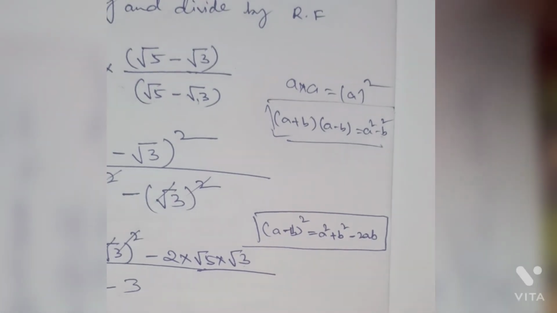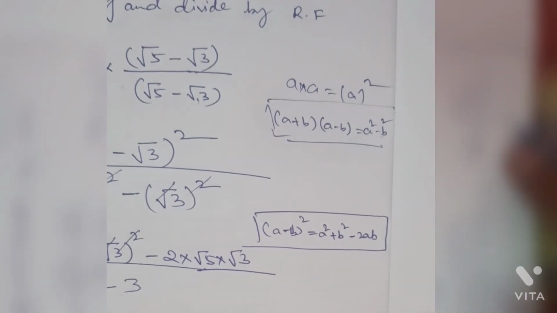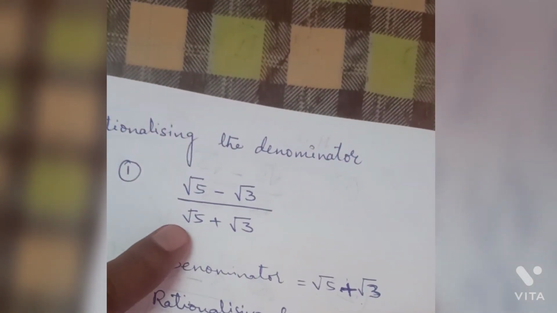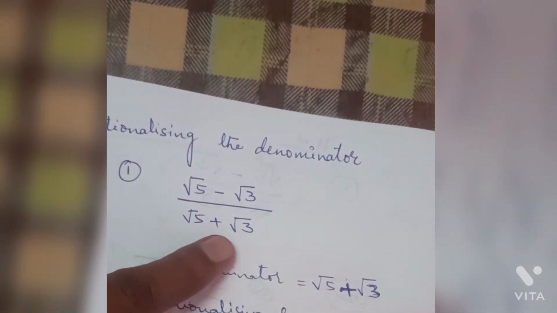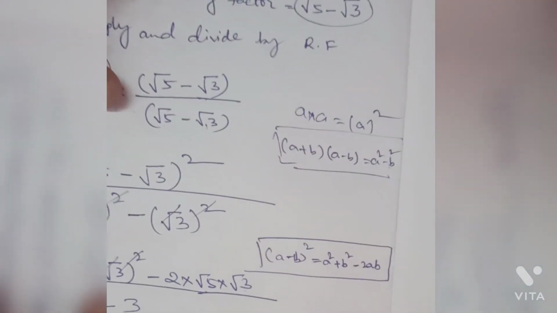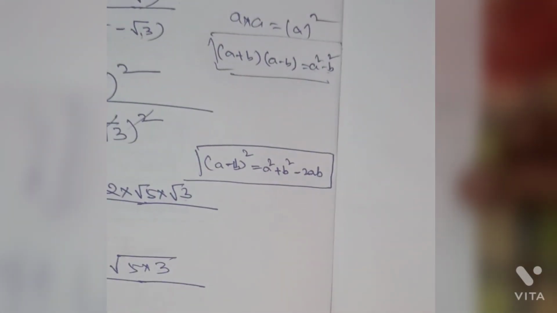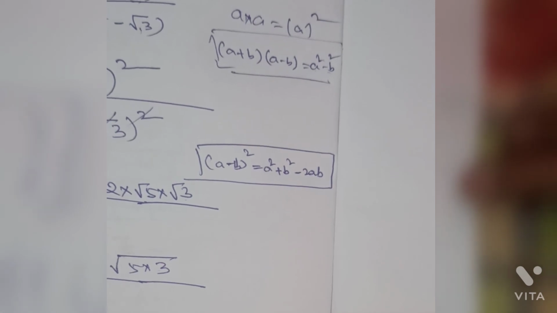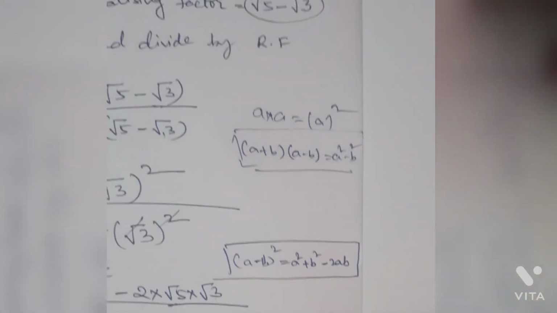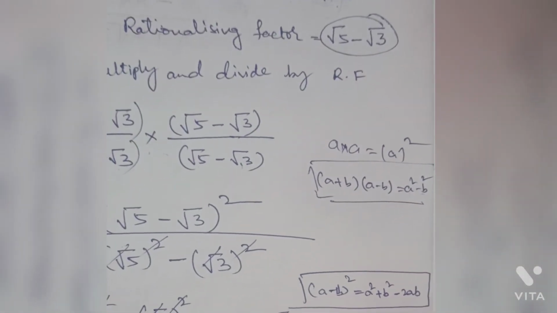See, the denominator is now 1. Is there any square root value, any irrational number? No. Previously in the denominator we had root 5 plus root 3, an irrational number. At last, is it irrational? No. So we converted from irrational to rational, and that is called rationalizing. Here particularly we are rationalizing the denominator. So this is the process of rationalizing the denominator.